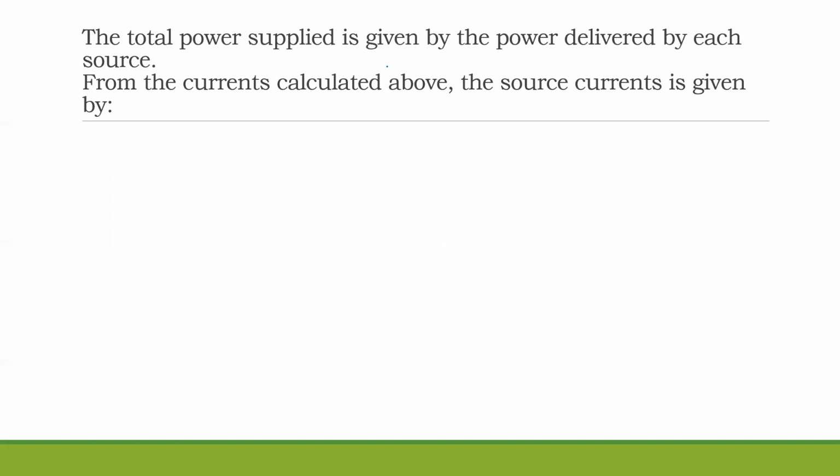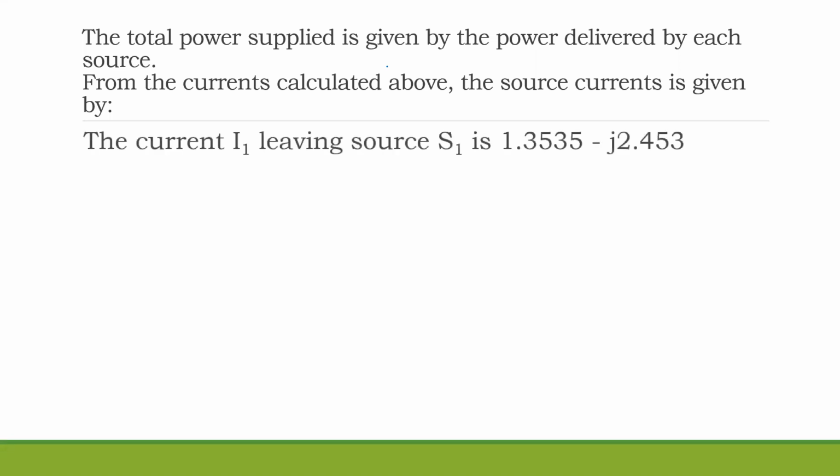All right. So now that we have the current in each branch, we now need to look to the power. And I'm going through this because, yes, you're going to see it again. For current I1 leaving source S1, yes, that would be the same current leaving the 20 volt source, or rather flowing through the 20 ohm resistance. Yep. And note we're looking at the current leaving the source.